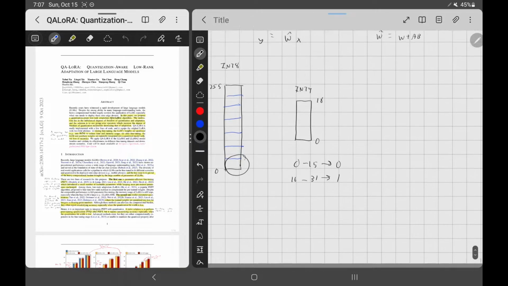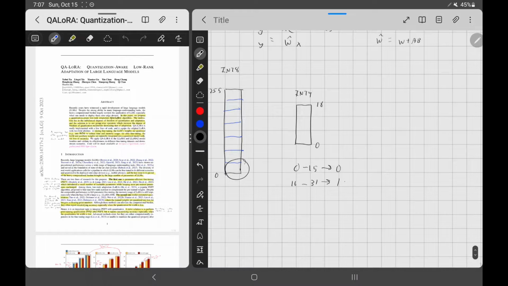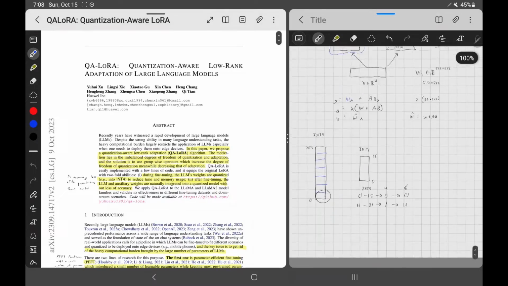And then you can transform it back. So this is our int 8, and this is our int 4. If we transform it back, then all the values that are 0 will become 0, and all the values that are 1 will become 16. So this transforms it back to int 8, and it is hopefully a close enough value for us to do our operations with. Now they define this more mathematically over here.